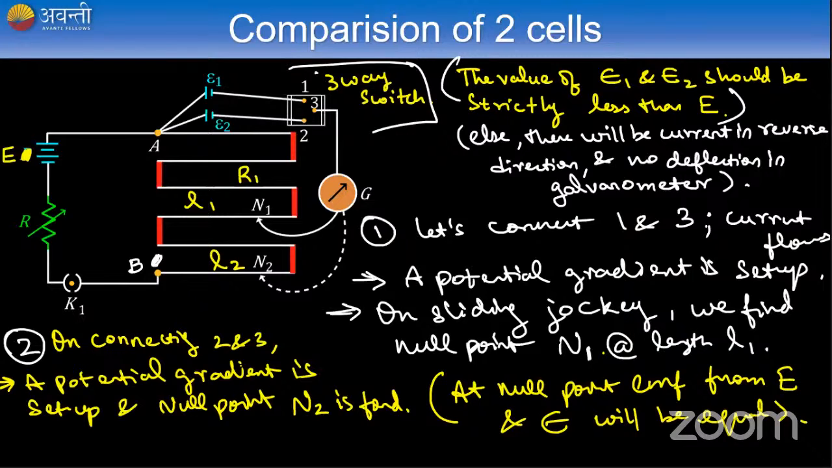Similarly, now we change the switch positions from 1, 3 to 2, 3. On connecting 2 and 3, a potential gradient is set up and the null point is found at L2. Now, what is this null point? The null point is nothing but the point where the potential drop across the wire equals the EMF of the test cell. So that is the null point.